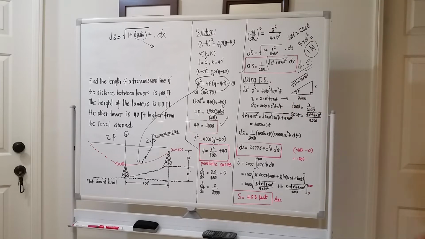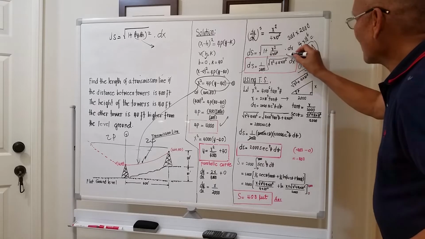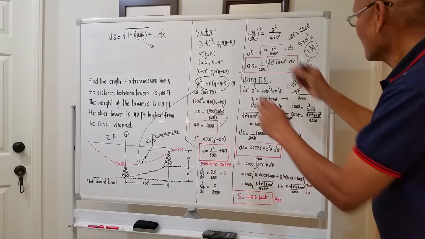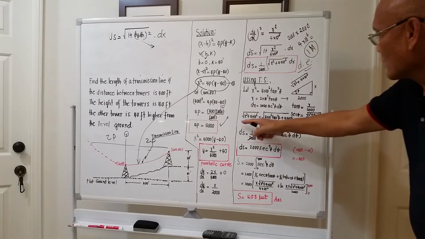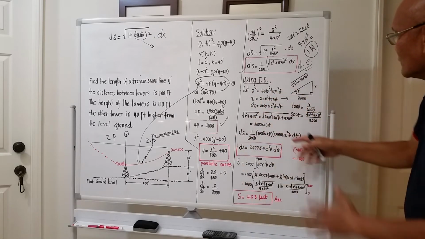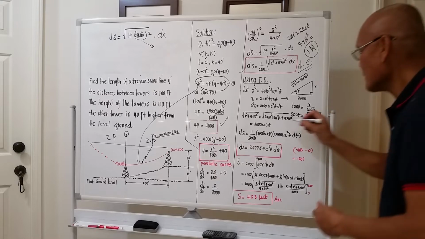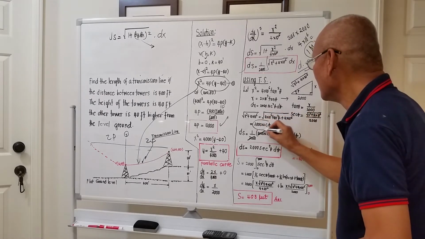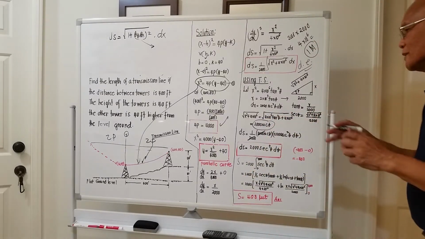times the differential of tangent, which is secant squared of theta, differential theta. Okay? We simplify this one separately. So the square root of x squared plus 4 million, we place the substitution. What will come out will be 2,000 secant of theta, as a function of the variable theta.